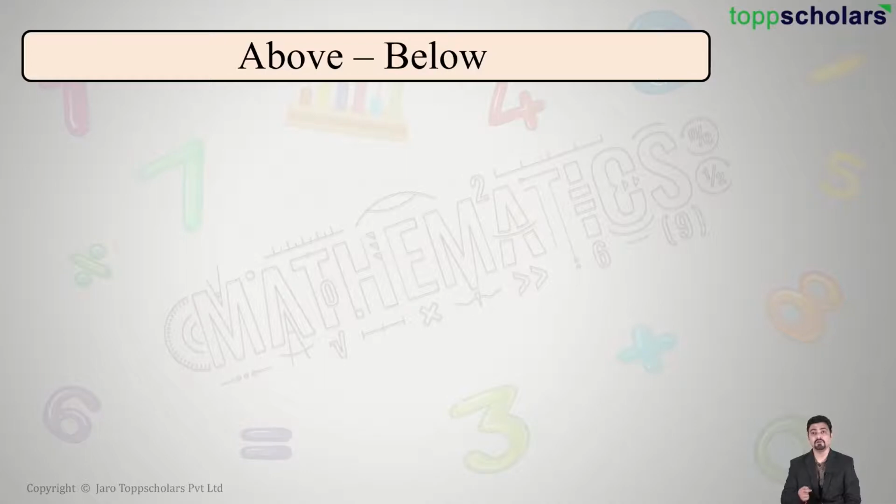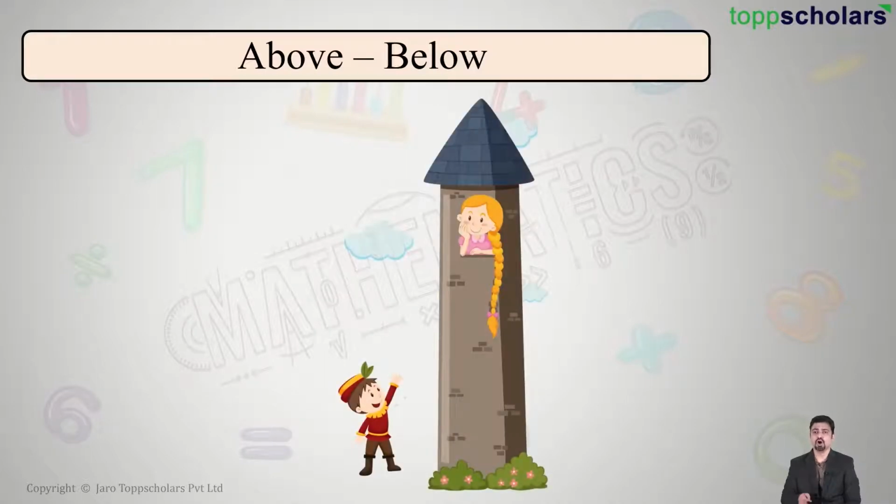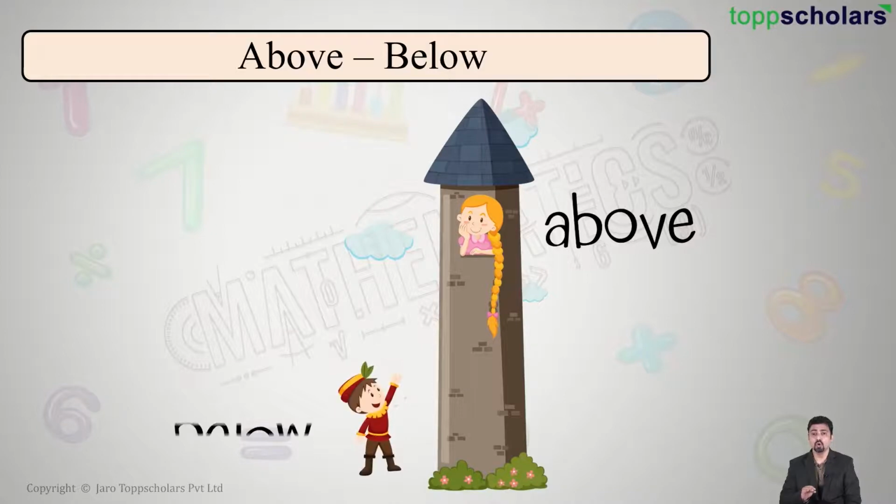Let's see above and below. You see a tall house where we see the girl is above the house, or she is at the top, so you can say above the house. Whereas, where is the boy? The boy is below the girl, right? He is below the house.